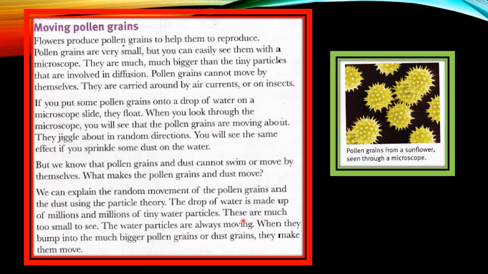The drop of water is made up of millions and millions of tiny particles of water. These are much too small to see. The water particles are always moving. When they bump into the much bigger pollen grains or dust grains, they make them move. So when you look through the microscope, you can see the pollen grains moving around, but in random movement. What is meant by random movement? Not moving around in an orderly manner. It can move in any direction.